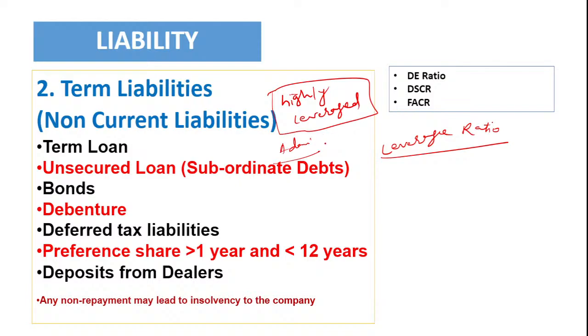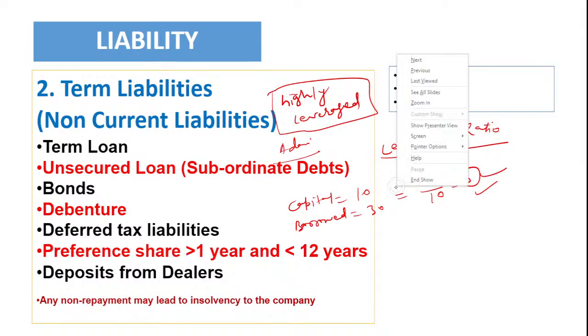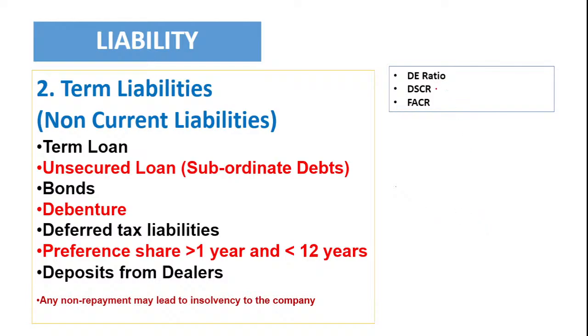So friends, you can understand here: if you have capital of 10 lakh rupees and you have borrowed, meaning outside liability including current liability and term liability, suppose 30 lakh rupees, then 30 divided by 10 is equal to 3. The leverage ratio or D ratio of this company is 3. So we can say that the company is 3 times leveraged. So leverage is as good as the D ratio. Anyway, we are going to discuss this in detail in a subsequent session.